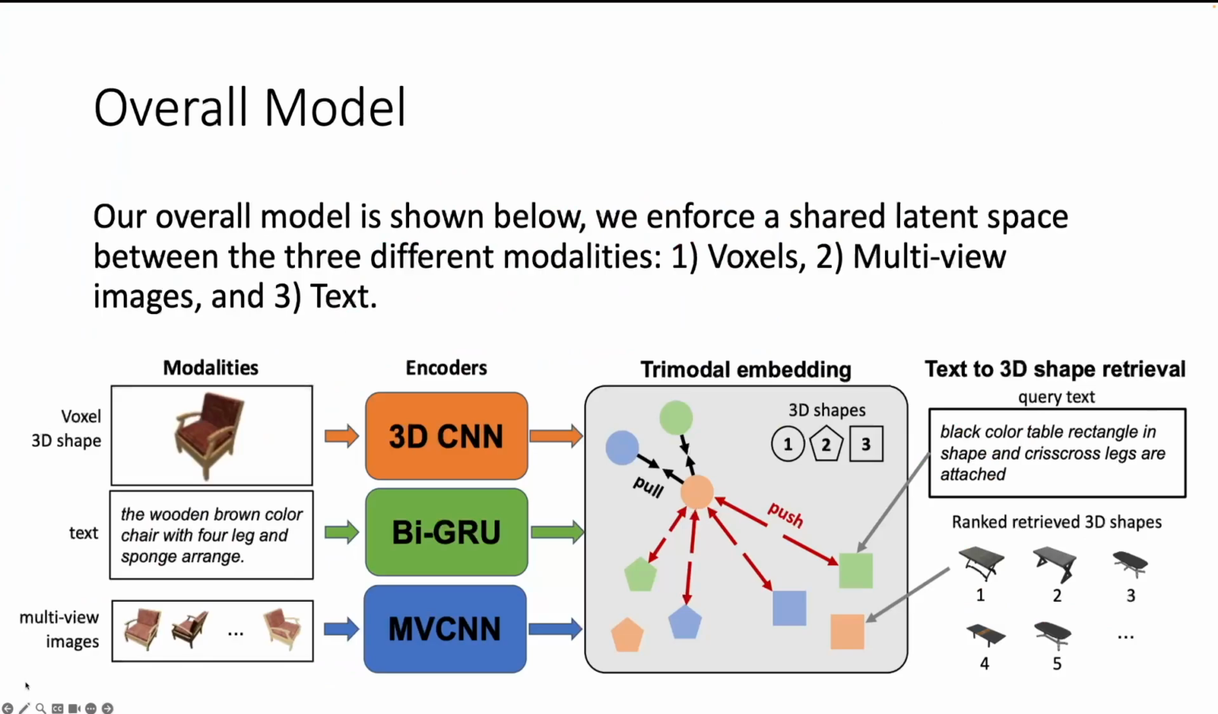Our overall model is shown as follows. We train our model to learn a shared latent space between voxels, multi-view images, and text descriptions. The voxels are encoded into an embedding with a 3D CNN, and a multi-view CNN is used to encode multi-view images. And finally, a BiGRU is used to encode text descriptions.